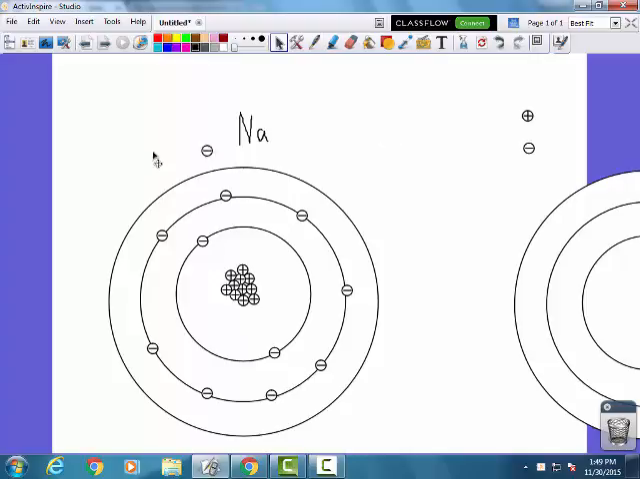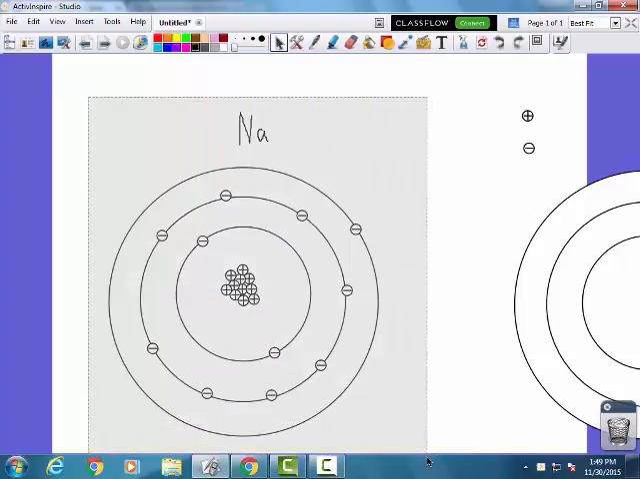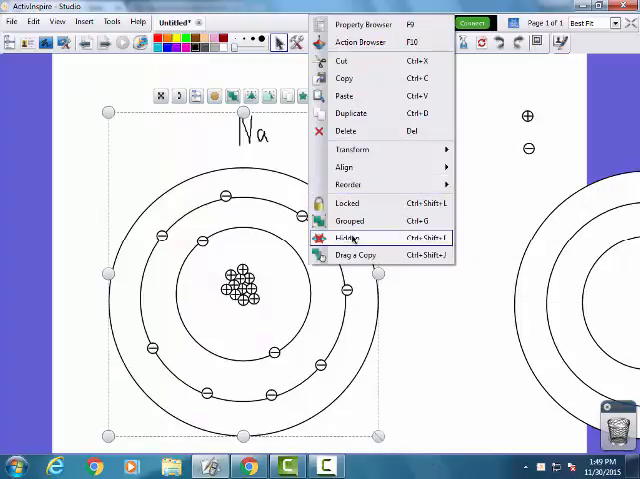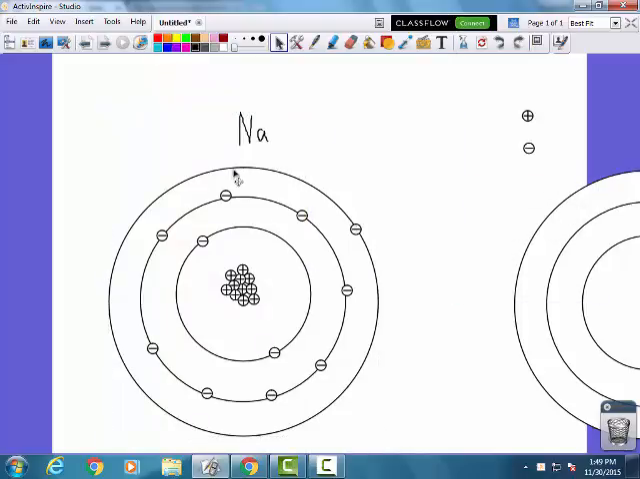So, which one do you think is easier for sodium? The kind of obvious answer is that it's easier to get rid of 1 electron than it is to gain 7. All right, so let's tuck sodium away over here.